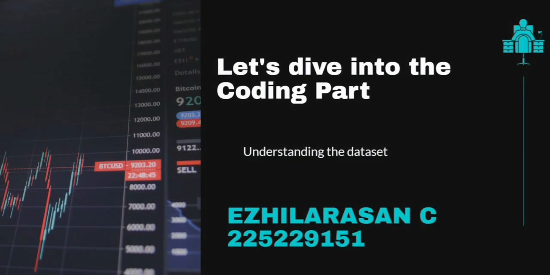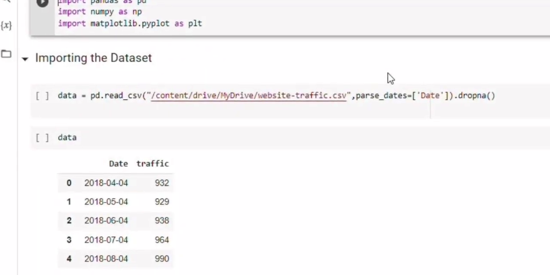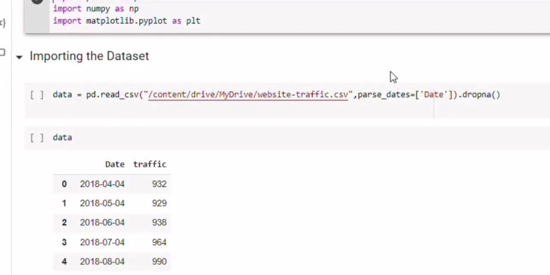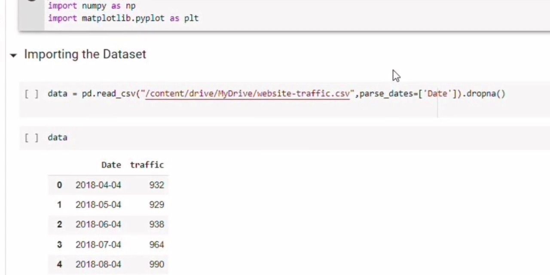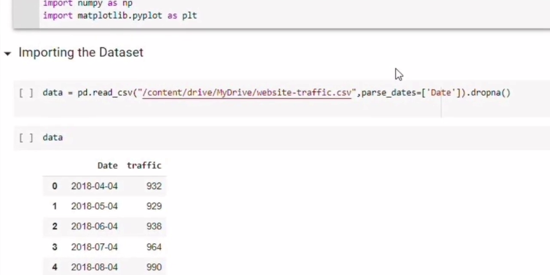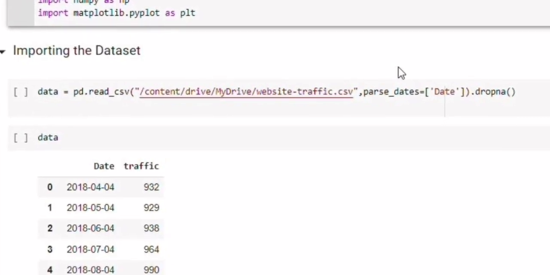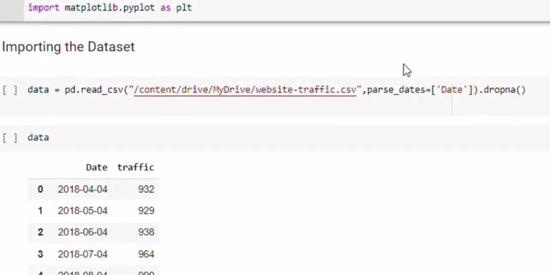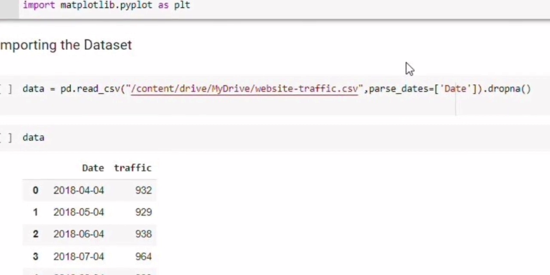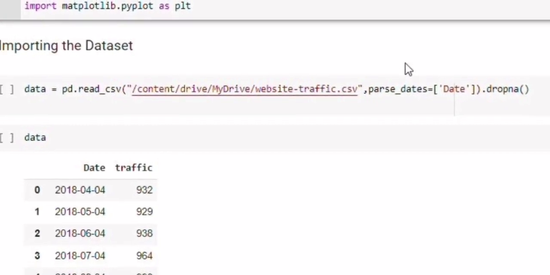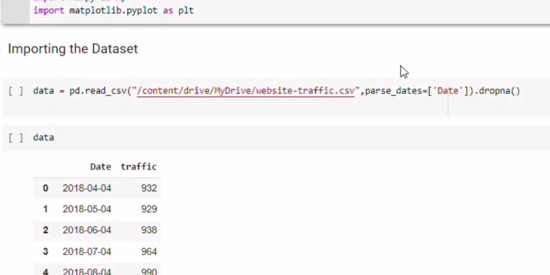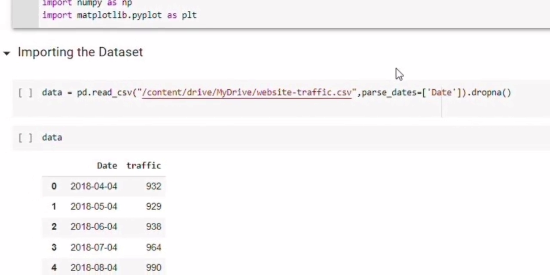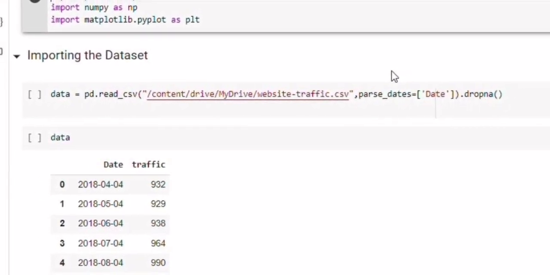Myself, Eliarasan. I am here to explain the dataset. Why do we use a dataset? A dataset is nothing but it contains raw data or information. We have taken our time series dataset. It contains two columns: one is the date column, another one is the date traffic column. Our time series dataset is about how many people access the website in a day. The date column defines time. The date traffic column defines how many people access the website.